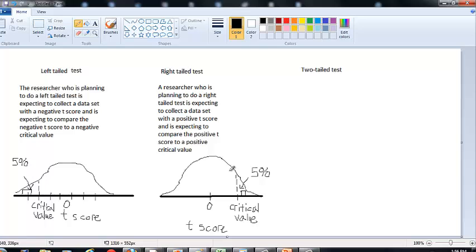Just like how if a person is planning to do a right-tailed test, and they unexpectedly get a negative t-score down here, the person can't do the right-tailed test that they were planning to do, because in order to do a right-tailed test, you have to get that positive t-score that can be compared to the positive critical value. If you end up getting a negative t-score down here, you can't compare it to this critical value up here that's at the positive end.